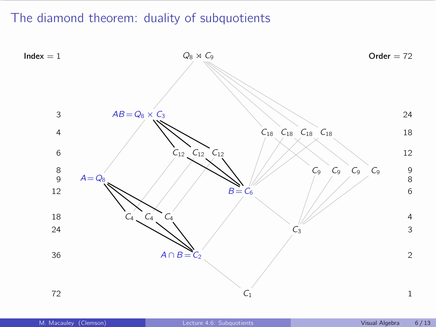I actually haven't heard other people talk about the diamond theorem in terms of subquotients, but I think it's a nice little cherry on top after talking about the correspondence theorem and the fraction theorem being subgroups of quotients and quotients of quotients. Now we have quotients of subgroups.